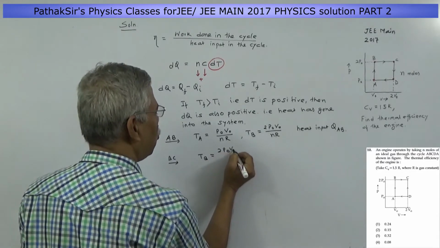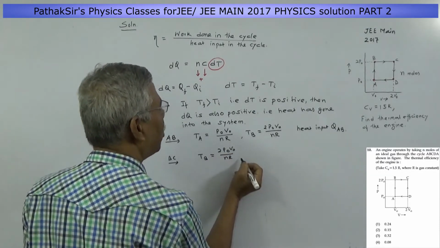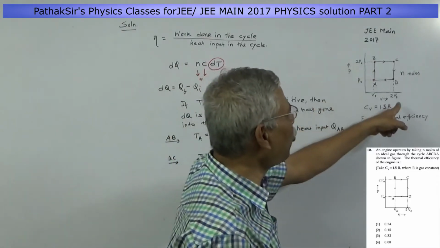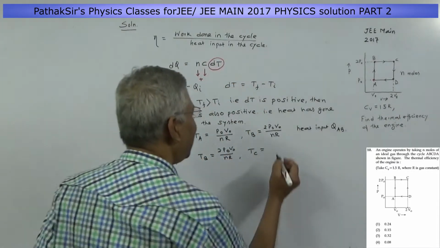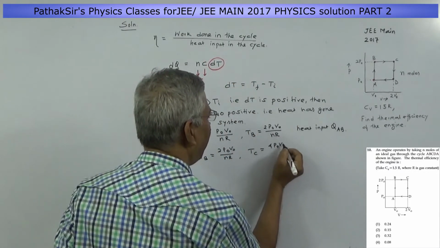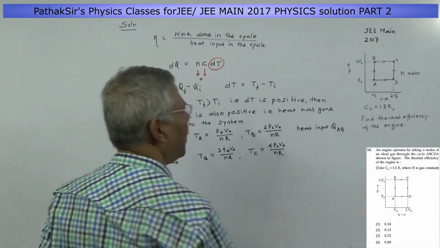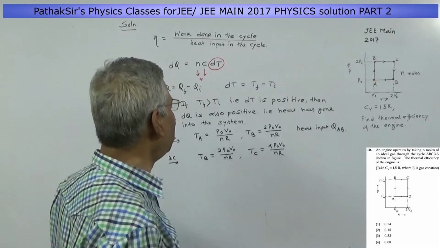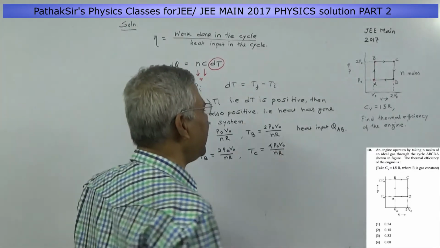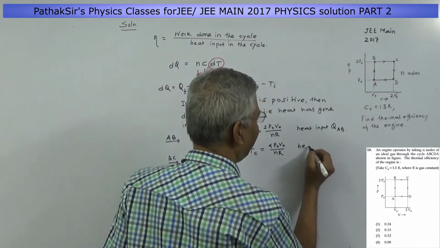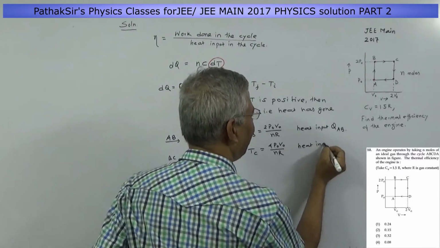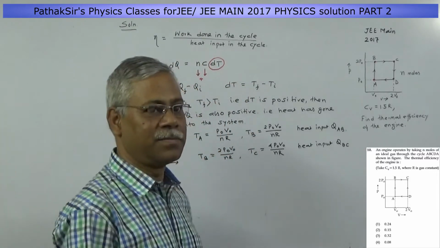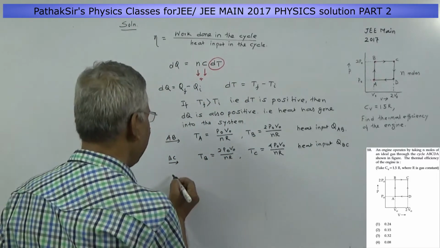Okay, now check BC. TB equal to 2P naught V naught by nR, and TC equal to 4P naught V naught by nR. Conclusion: it has gone in or come out? It has gone in because temperature is increased. Q BC.